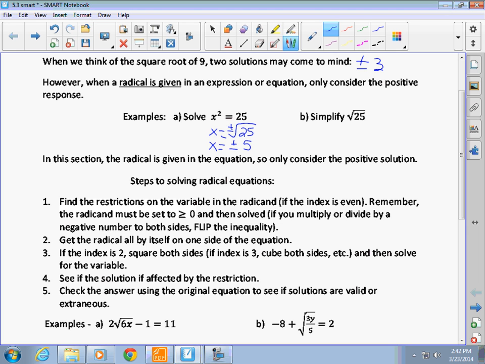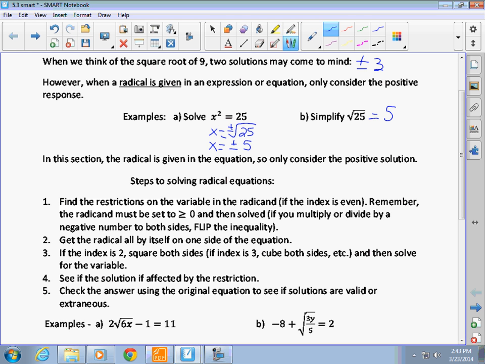When we're simplifying, we need to take a look at just what the question is asking. So if it's square root of 25, then we just need to find the positive square root because there wasn't a negative in front of here. So this answer would just be 5. Okay, so there's a little bit of a difference between solving and simplifying. Simplifying means take a look at what's there and simplify as much as you can. Solving means give me all the possible options. So it says in this section the radical is given in the equation, so only consider the positive solution.